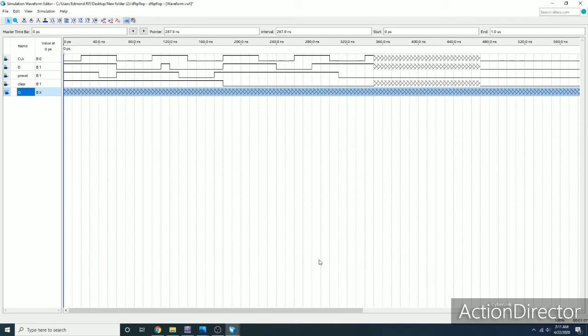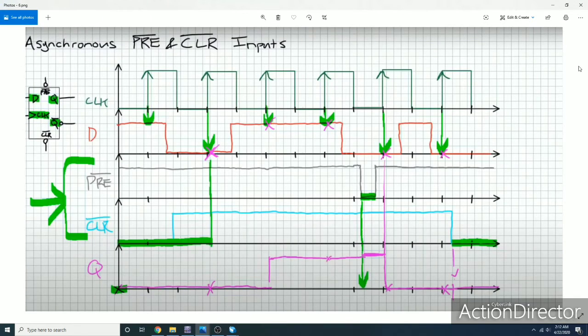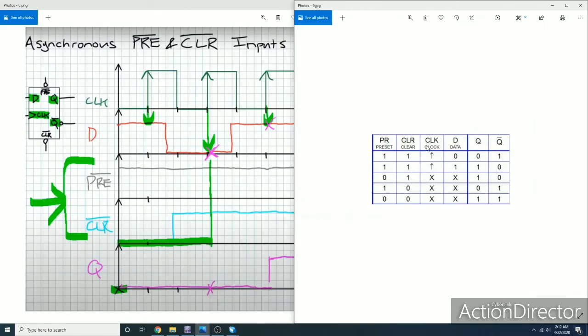Next, we need to understand the difference between this and an asynchronous D flip-flop. In an asynchronous flip-flop, the clock input is overridden by the preset and clear inputs. So now we have 4 inputs and 2 outputs to take into account. If we look at the truth table, what I mean by being overridden is when the values for preset and clear are different, clock and data do not matter. Q will be set to either 1 or 0.